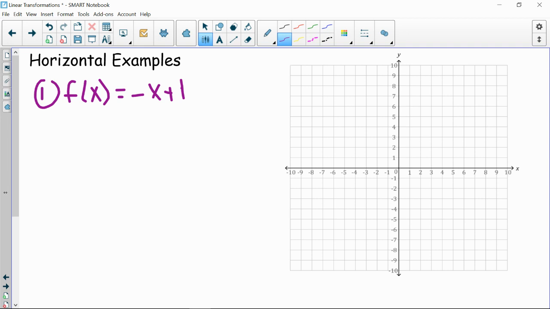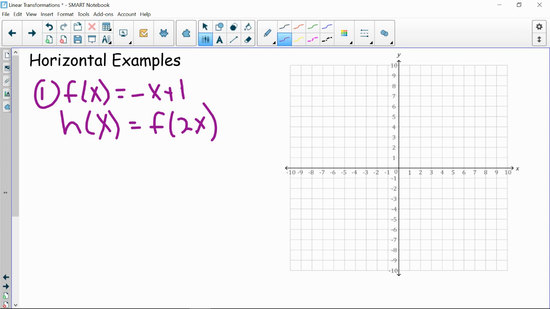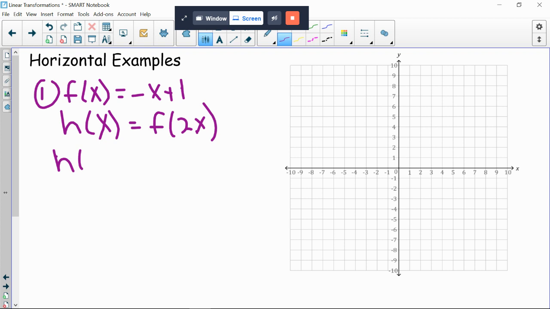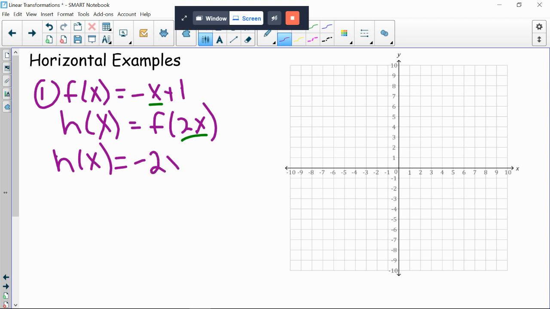And then your function transformation rule is h of x equals f of 2x. So step 1 is to find the new h of x equation. So I have 2x in the parentheses. That means instead of x, I'm going to write 2x. You still write the negative sign, but you write negative 2x, and then the plus 1 part stays the same.